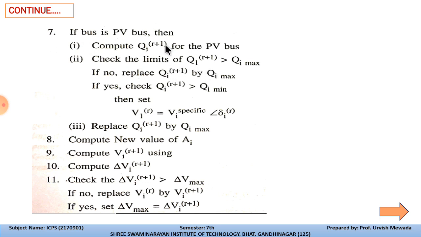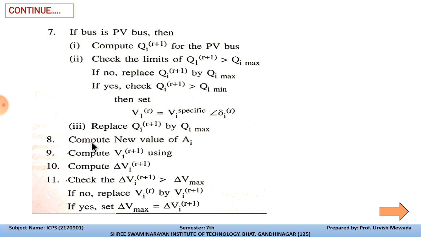So that's why we compute Qi(r+1) for the PV bus and check the limits of Qi(r+1) greater than Qi maximum. This is the limit that is checked by the condition checking block that we already discussed in the flow chart. And if no, then replace Qi(r+1) with Qi maximum, and if yes, then Qi(r+1) greater than Qi minimum. Then set Vi(r) equal to Vi specified, and the angle of this Vi(r) will be delta i(r).